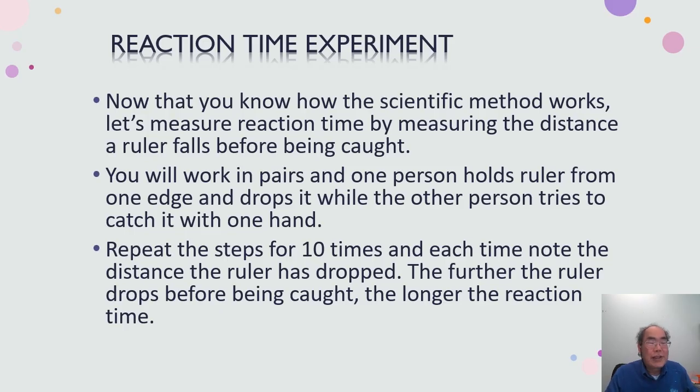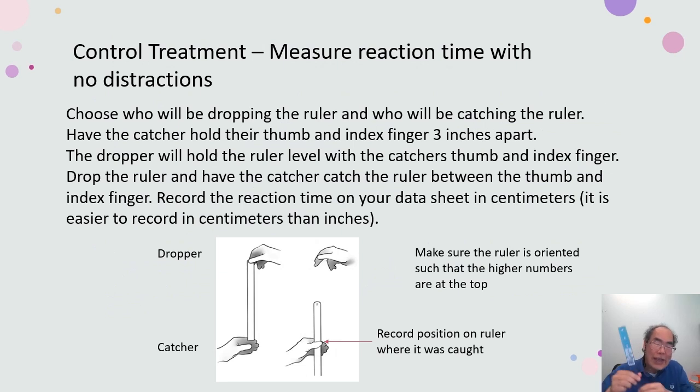And you're going to do it 10 times without a distraction and 10 times with a distraction. And the distance, how far the ruler falls, will be a measurement of your reaction time. Okay, so hold your thumb and index finger about 3 inches apart.